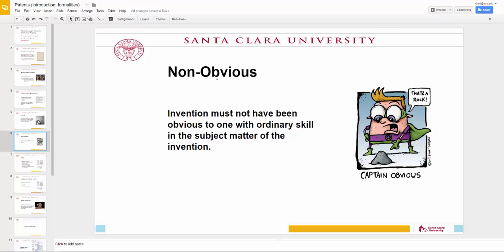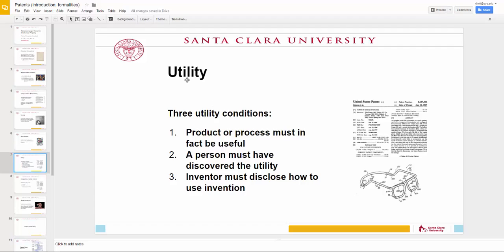Another element is that the invention must not be obvious to one with ordinary skill in the subject matter, and that it has to have some utility. The product or process must in fact be useful. However, we'll see that the courts are very generous in how they apply the utility requirement for patent filings.